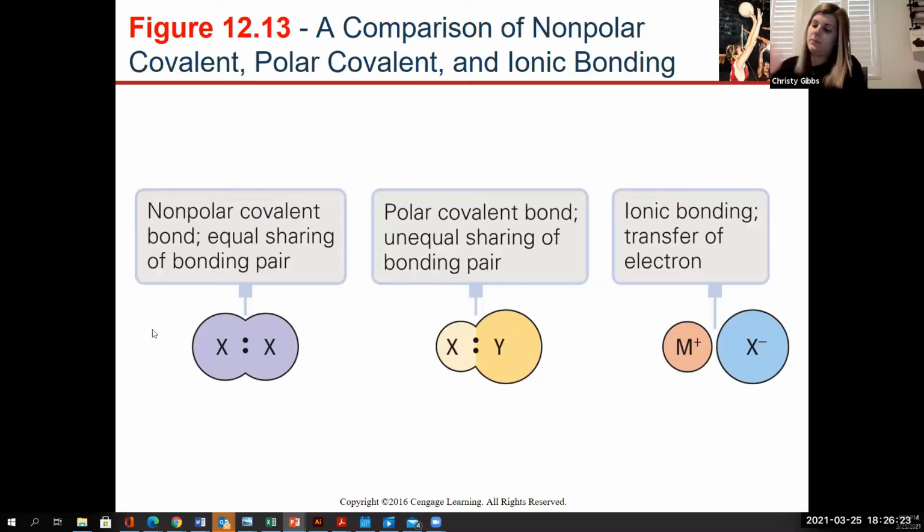Okay, so we have two X's here, right? Both of these X's are equal in strength, so they're going to share evenly, right? So this would be a non-polar covalent bond because it's evenly shared, okay? In the middle, we have X and Y, where Y is so much bigger than X. And since Y is so much bigger than X, it's going to be pulling the electrons more, and it's going to be shared unevenly, okay?